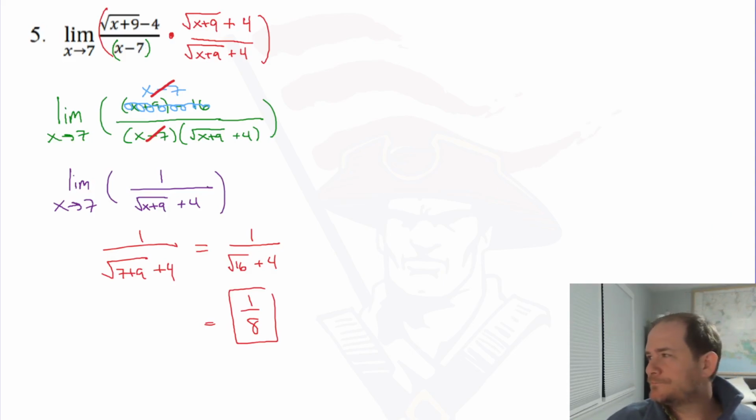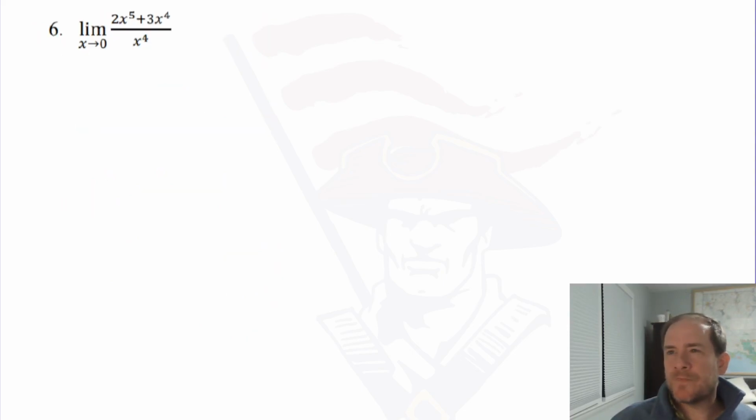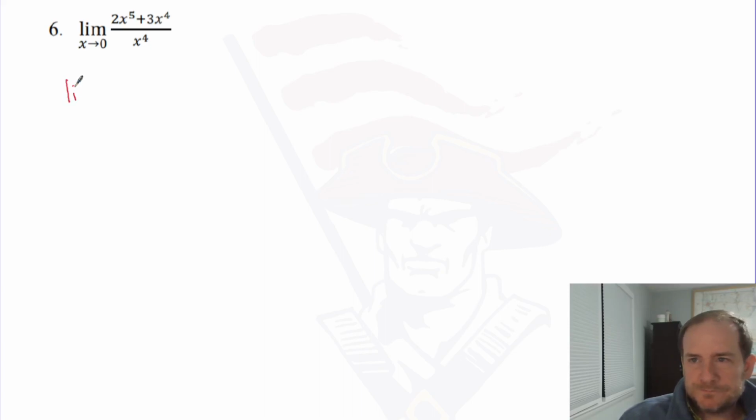6. Okay, 6 is a pretty good one. 6 is actually really quite easy once you see what you have to do. We can see that plugging in 0 does give us 0 plus 0 over 0. It's going to be the indeterminate form.